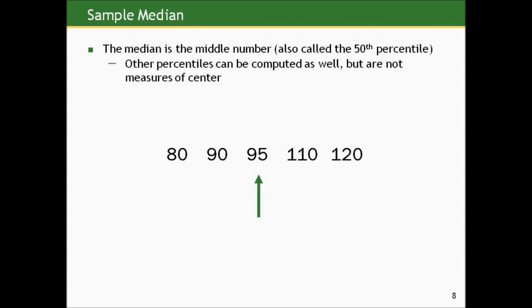Another measure of central tendency that you may have heard of is the sample median, or the median. The median is basically the middle number, sometimes called the 50th percentile.